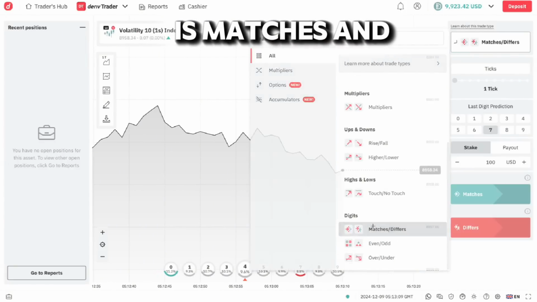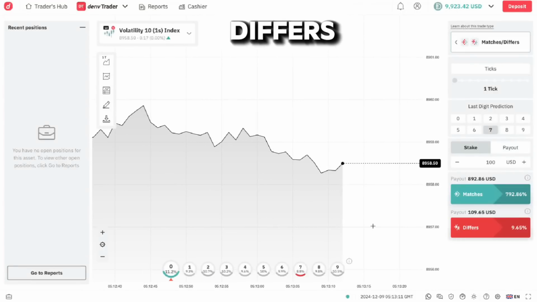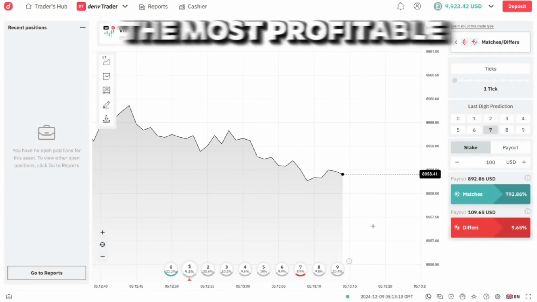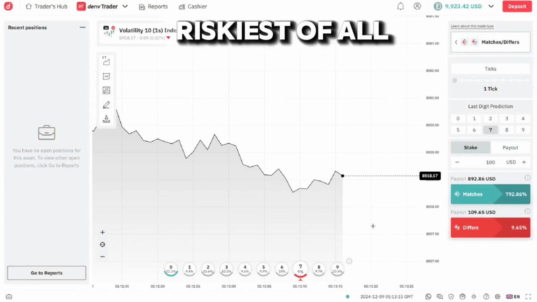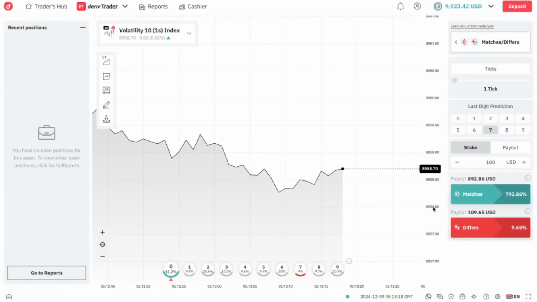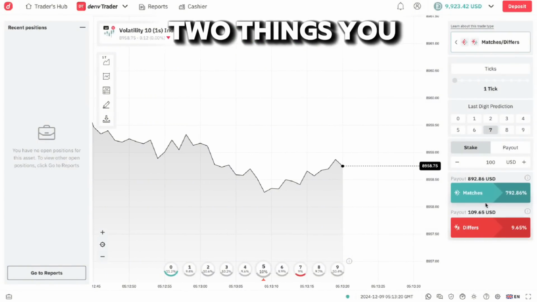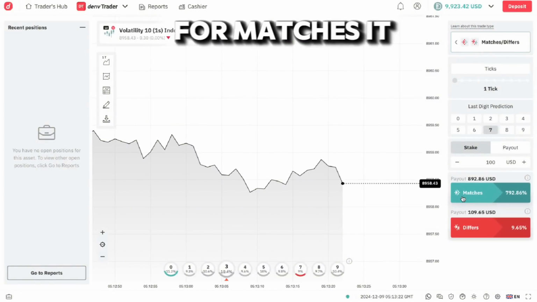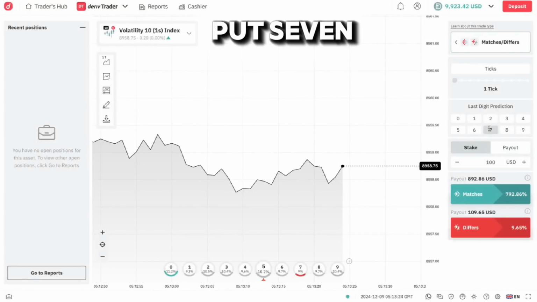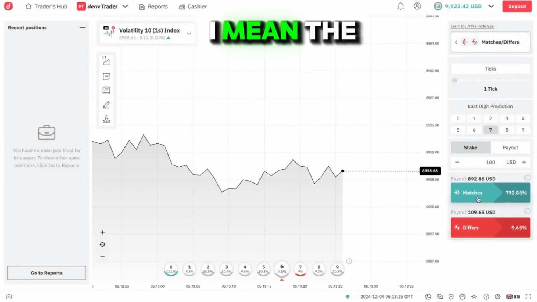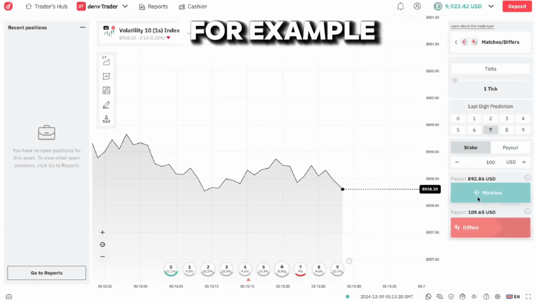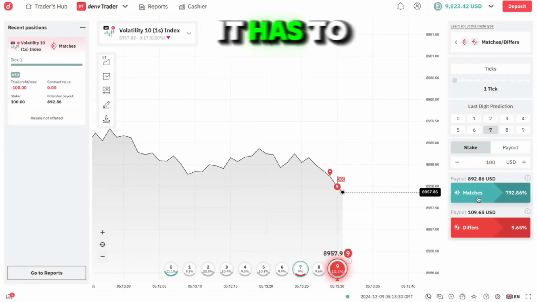The last one is matches and differs. So this is the most profitable and also the riskiest of all markets. So there are two things you have to understand. When you go for matches, it means if I put 7, I mean the number has to exit on 7. For example, let me click matches. It has to exit on 7.